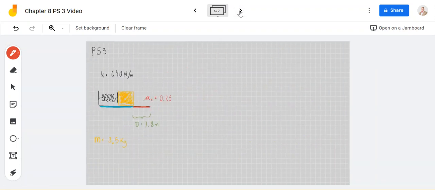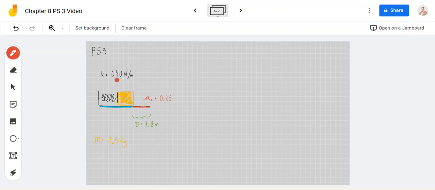All right, 53. 53 says a 3.5 kilogram block is accelerated from rest by a spring compressed 600 with a spring constant of 640 newtons per meter. The block leaves the spring at the spring's relaxed length and then travels over a horizontal floor with a coefficient of kinetic friction μk equal to 0.25. The friction stops the block in a distance of 7.8 meters. What is the increase in thermal energy of the block floor system?